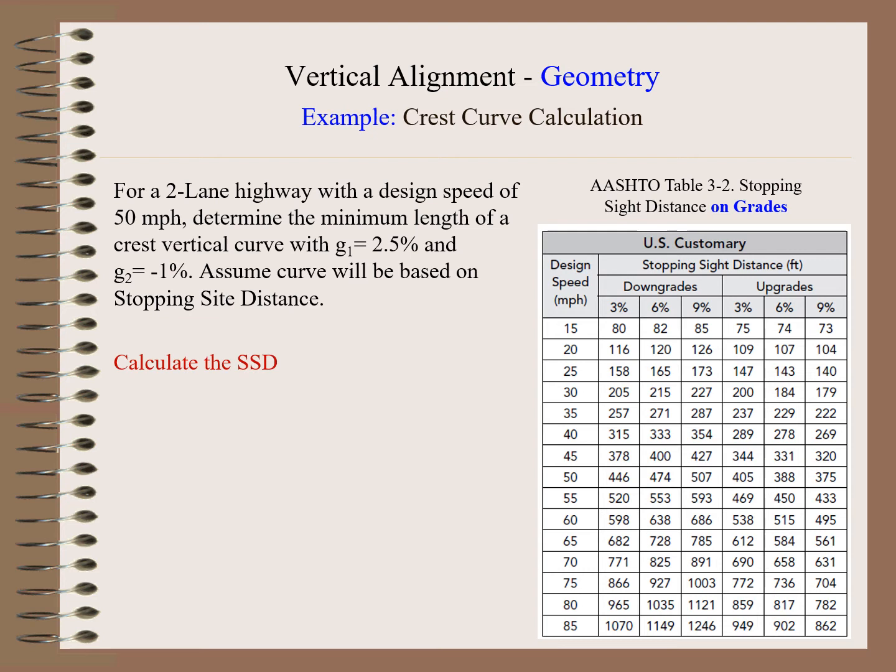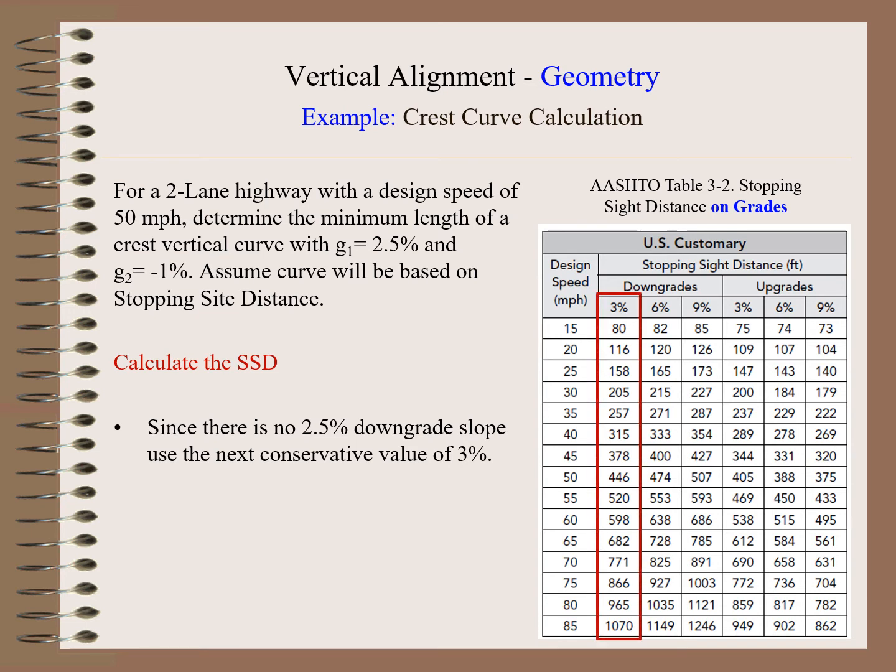So let's calculate the stopping sight distance, and to do that we're going to use the AASHTO table 3-2, stopping sight distances on grade. Since there is no 2.5% downgrade slope, we're going to use the next conservative value of 3%. So we highlight the 3% downgrade slope, and the reason we use downgrade over upgrade is because typically a downgrade will give you a more severe or longer stopping sight distance. So when we use the 50 mile per hour row, we get a stopping sight distance of 446 feet.